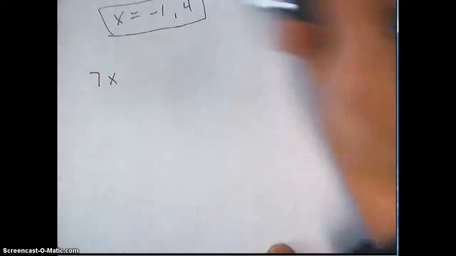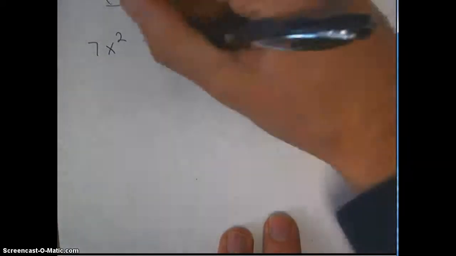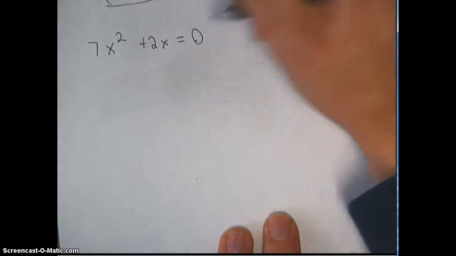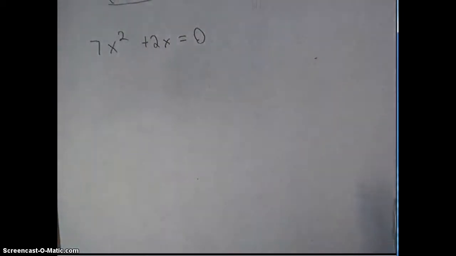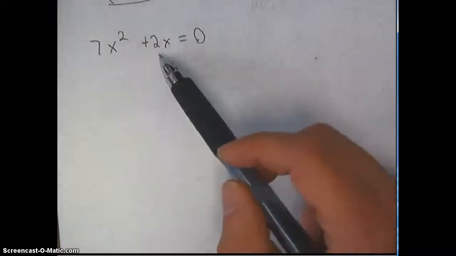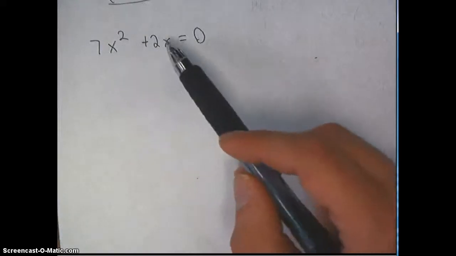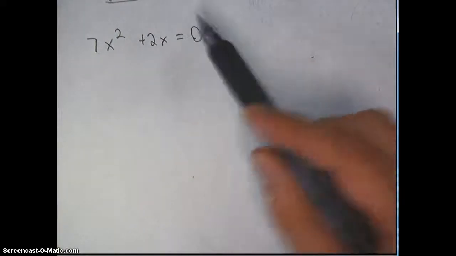19, 7x squared plus 2x equals 0. See, this one's a binomial because it has 2 terms. It's not a trinomial like the ones we've been doing previously. So we have to factor this a little bit differently. And when there's 2 terms, the first thing you ought to ask yourself is, do they share anything in common? And if they do, you should factor it out. Well, 7's a prime, 2's a prime, so there's nothing in common there. But they both have x's. This is an x squared, that's an x. So I can factor out an x.